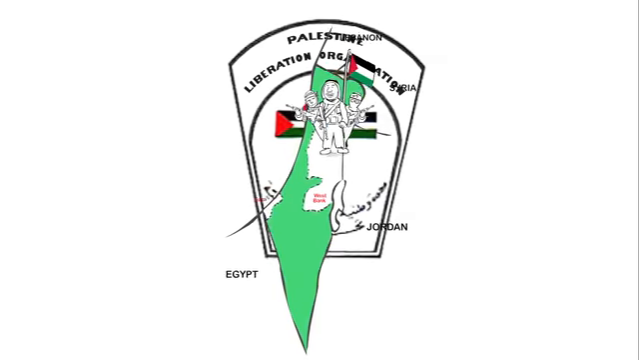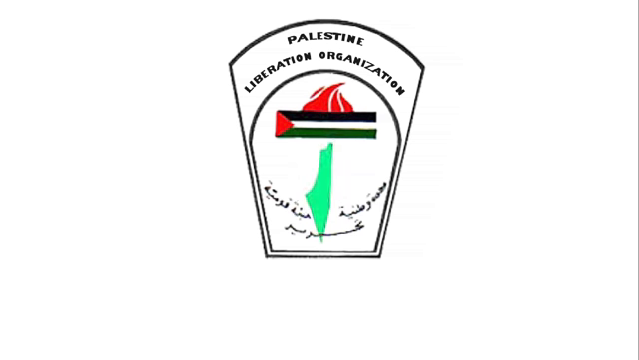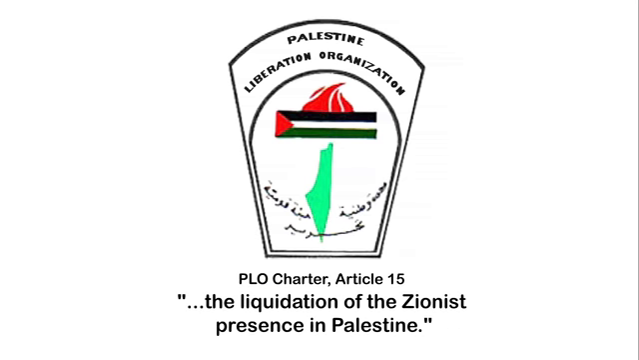The PLO emblem gives us the answer. The PLO was created to remove by force the entire State of Israel from the map of the Middle East, a goal clearly stated in their charter. This goal was not new. The PLO was continuing a long Arab history of saying no. No to the national self-determination of the Jewish people. No to recognizing the Jewish ancestral homeland. Let's take a look at the history.